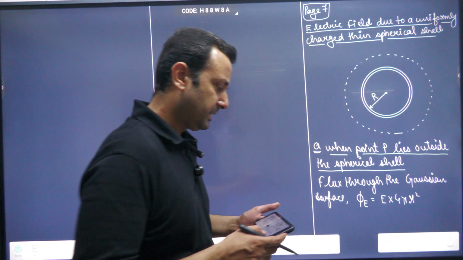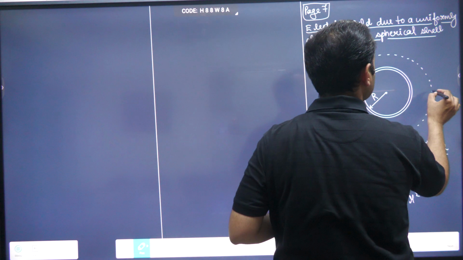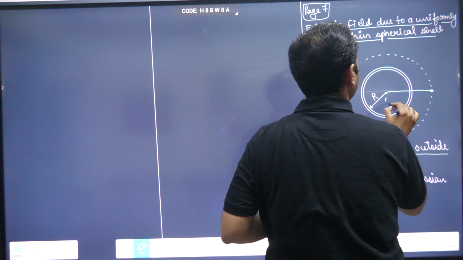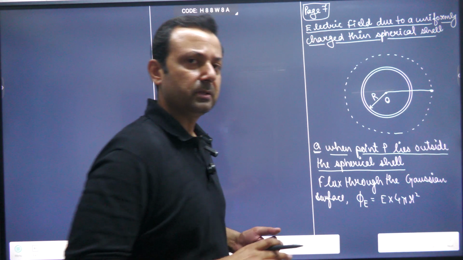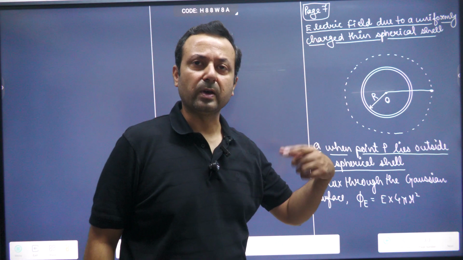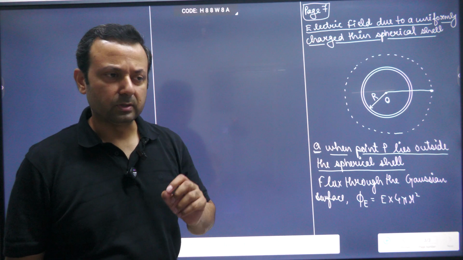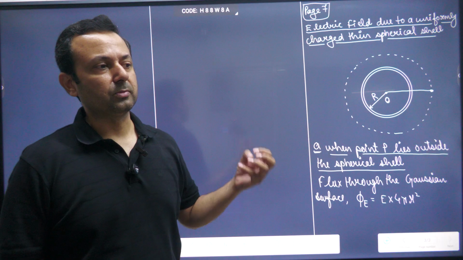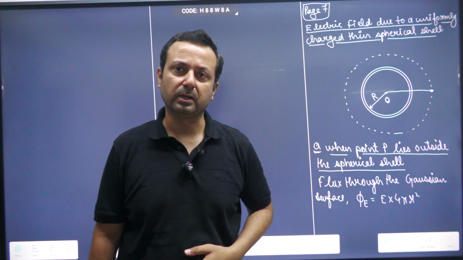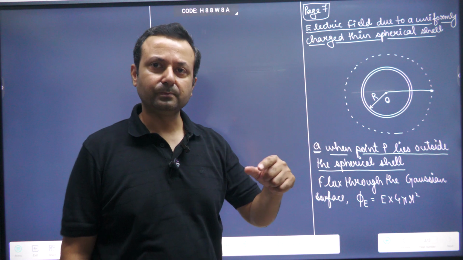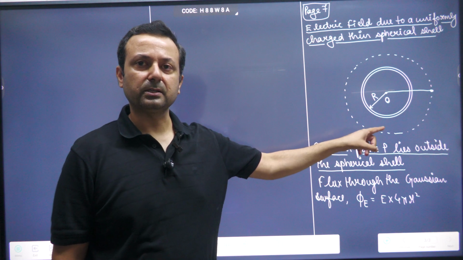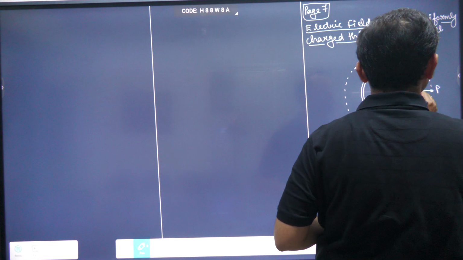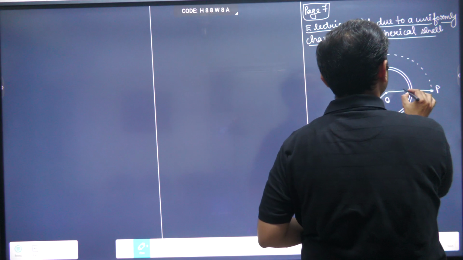When point P lies outside the spherical surface, I have considered that point P is lying here on the Gaussian surface. Whenever charge is distributed on a spherical shell, there is a rule that all the charge is supposed to be concentrated at the center of the shell, like the center of mass of any object. So all the charge is concentrated at the center of this spherical shell. This is point P in the first case, and the distance between center O and point P is small r.